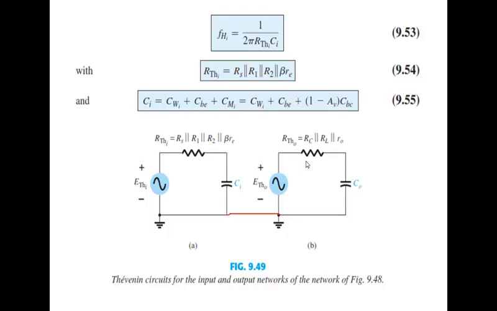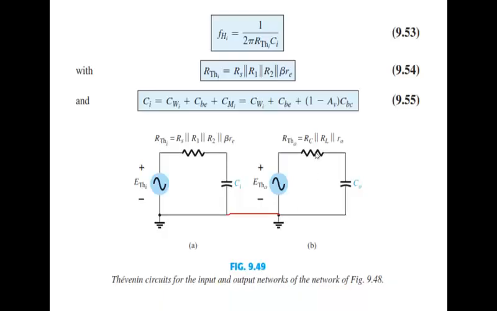Similarly, at the output side, you can see that here we have a current source and a resistance. This current source can be converted into a voltage source, so the result would be a voltage source in series with this resistance. So this resistance was basically a parallel combination of RC, RL and R0. So this is RC, RL and R0.